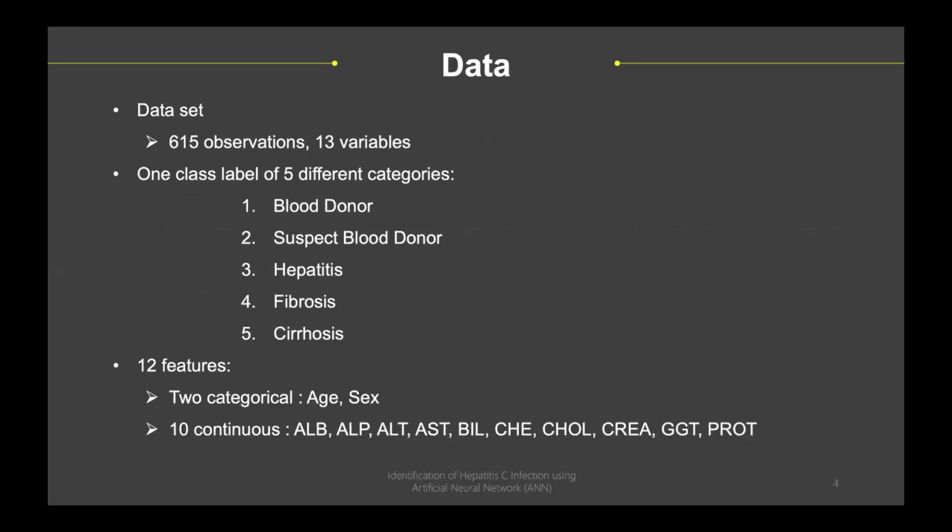Our data set consists of 615 observations and 13 variables, and we have only one class label with 5 different categories: blood donor, suspect blood donor, hepatitis, fibrosis, and cirrhosis. We have 12 features to predict the class variable: 2 categorical variables, age and sex, and 10 continuous variables, which are all enzymes in human blood.